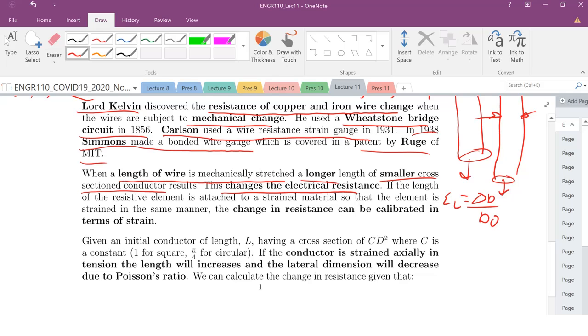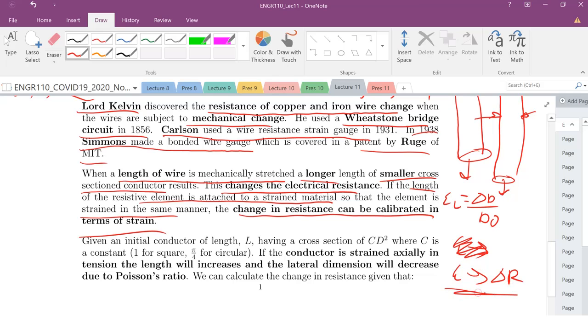So we can look at the length. If the resistive element is attached to a strained material, the element is strained in the same manner. The change in resistance can be calibrated in terms of strain. So we are going to apply some displacement or some strain, and we're going to calibrate it based on some change in resistance. That is going to be the fundamental equation that we're going to be looking for here.